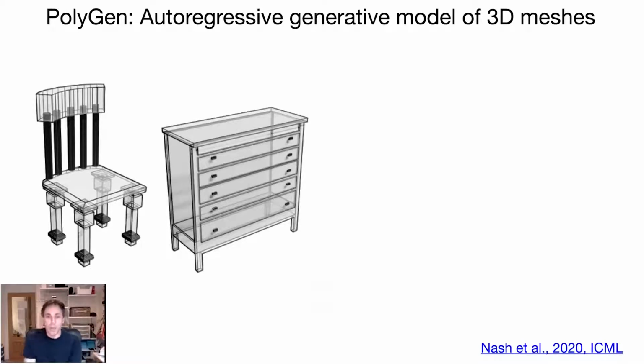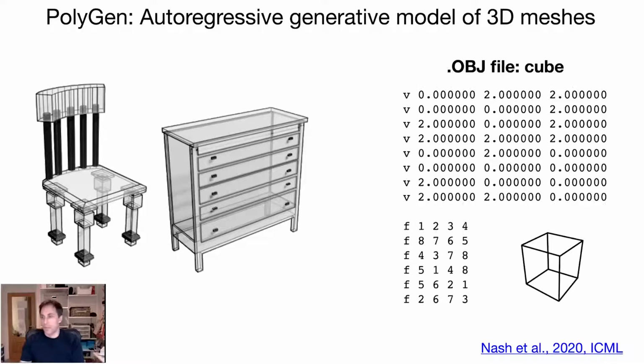Okay. So now I want to switch gears a little bit. We were just talking about meshes and simulating meshes. Now I want to show some work that we had at ICML this year where we're generating meshes. This is work by Charlie Nash, and I'm going to describe an autoregressive generative model of a 3D mesh. The kinds of meshes are everyday objects, chairs, dressers, and the way we represent them is as OBJ files.